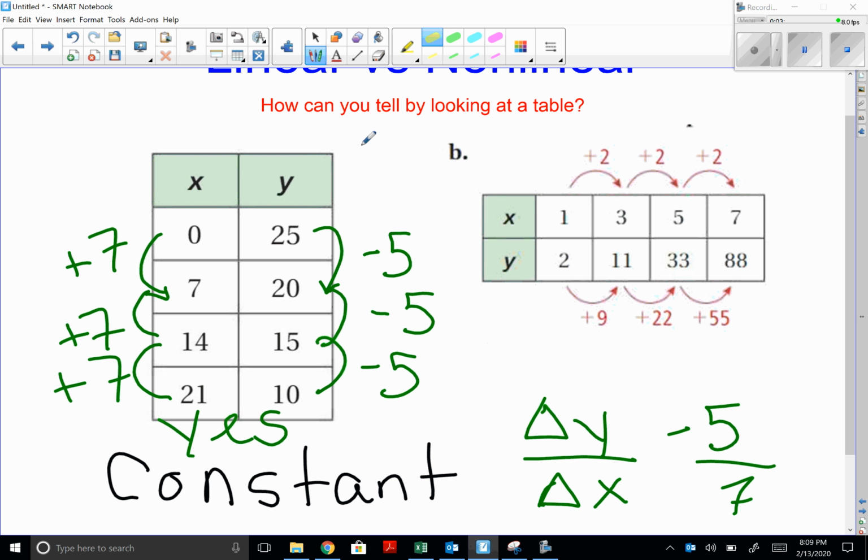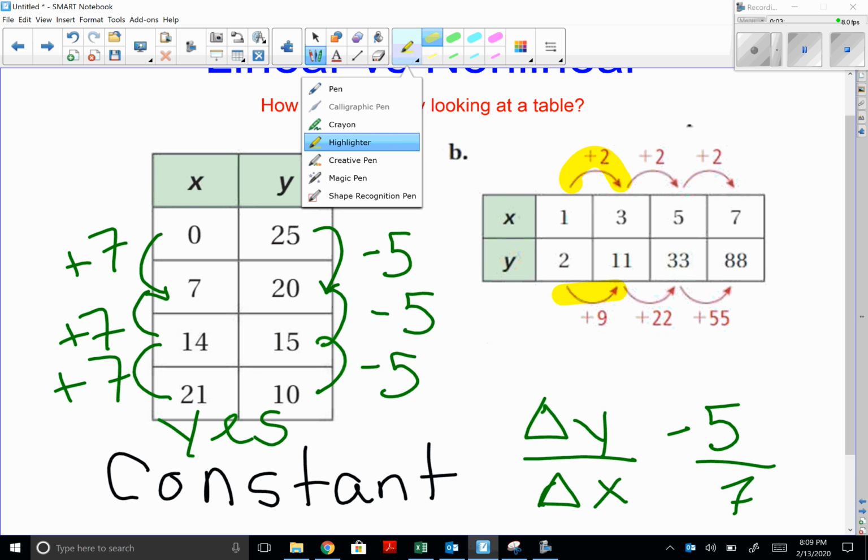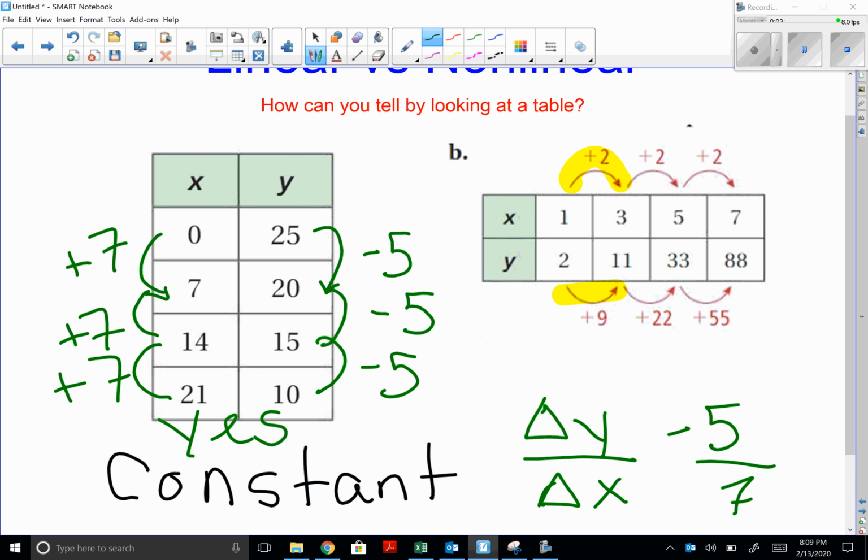So I'm going to start between the first 2 points. The first point's 1, 2. The second point's 3, 11. So to go from the y coordinate of the first point to the y coordinate of the second point, I had to add 9. And then to go from the x coordinate to the x coordinate, we added 2. So between those 2 points, the rate of change is 9/2. Let me write that real quick with a pen. That's 9/2.